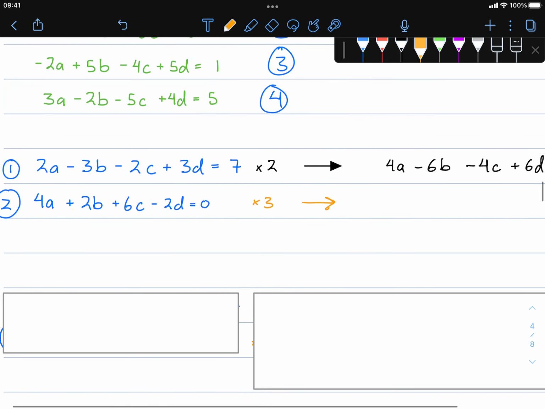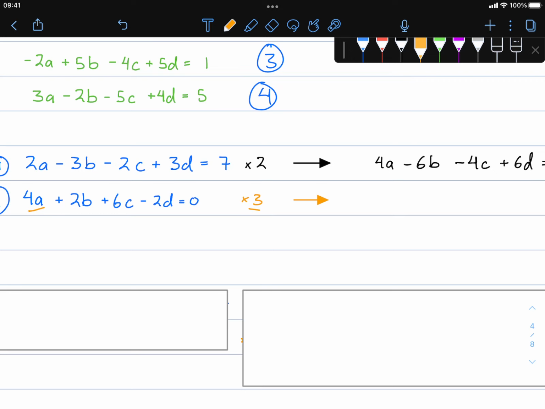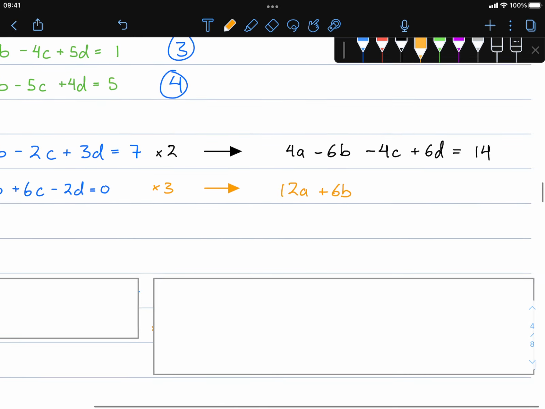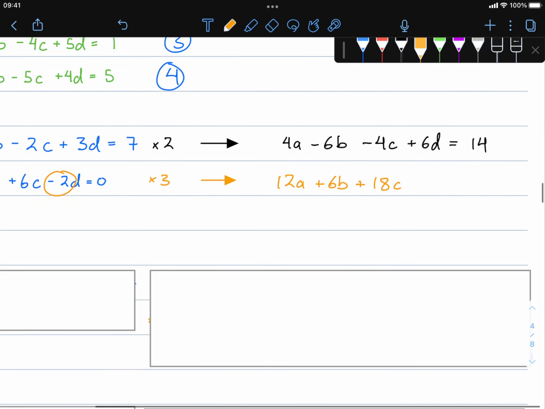We repeat for the next variable. And for this, once again, 4 times 3 is 12a. 2 times 3 is 6b, so positive 6b. 6 times 3 is 18c. And negative 2 times 3 is negative 6d. Equals 0 times 3 is just 0.